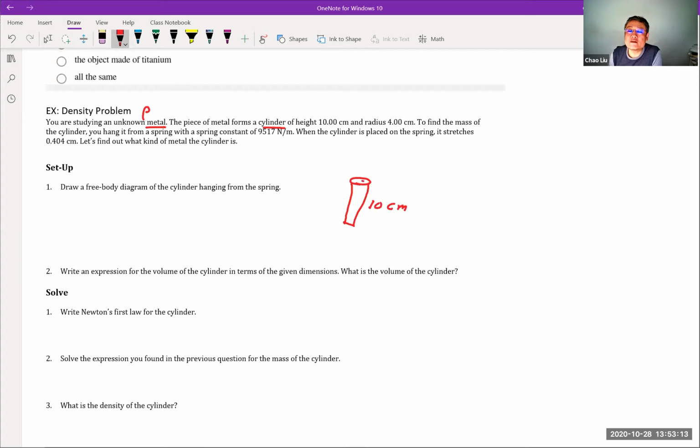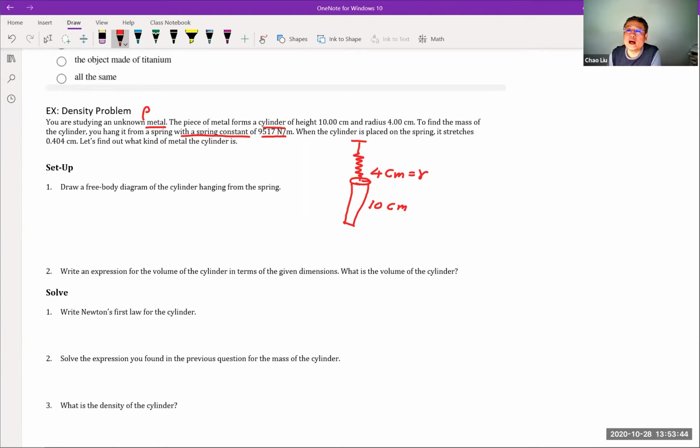And the radius of this one here is 4 centimeter. So this is R. And we try to find the mass. So we hang this one by a spring, and the spring gives us the spring constant. So we connect this one to a spring. The spring has a spring constant, and that's the number.